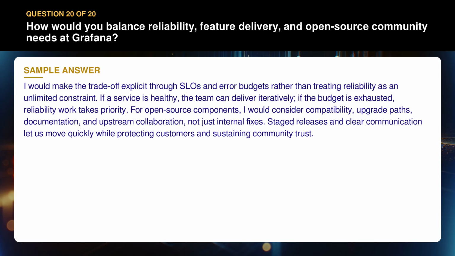I would make the trade-off explicit through SLOs and error budgets rather than treating reliability as an unlimited constraint. If a service is healthy, the team can deliver iteratively. If the budget is exhausted, reliability work takes priority. For open-source components, I would consider compatibility, upgrade paths, documentation, and upstream collaboration, not just internal fixes. Staged releases and clear communication let us move quickly while protecting customers and sustaining community trust.